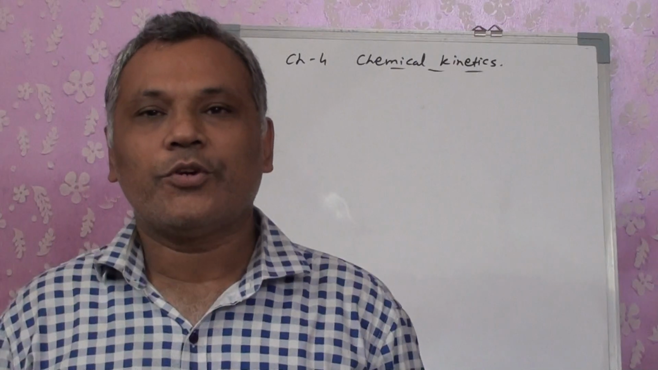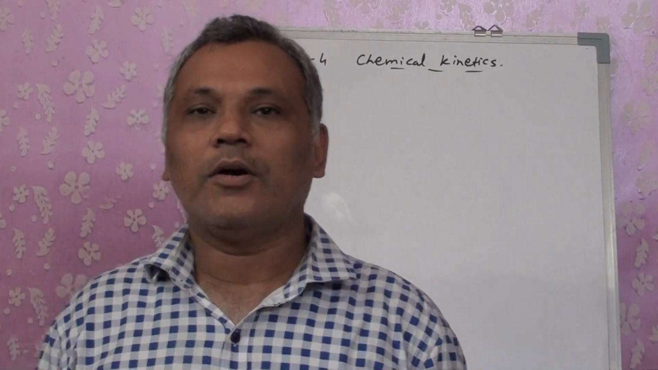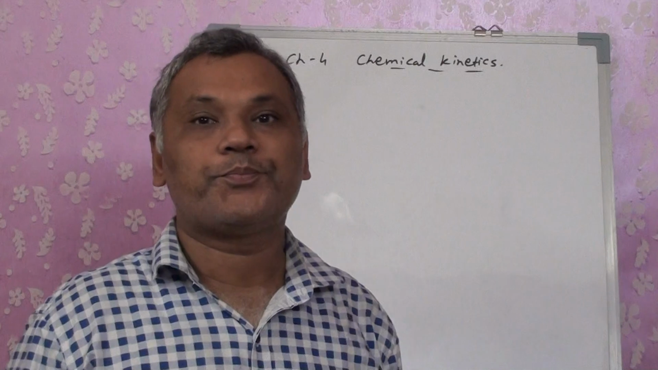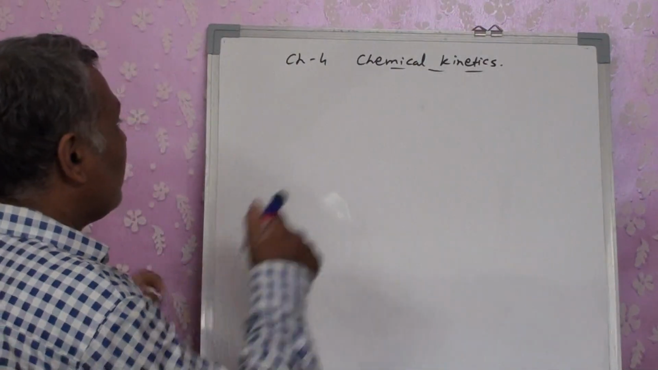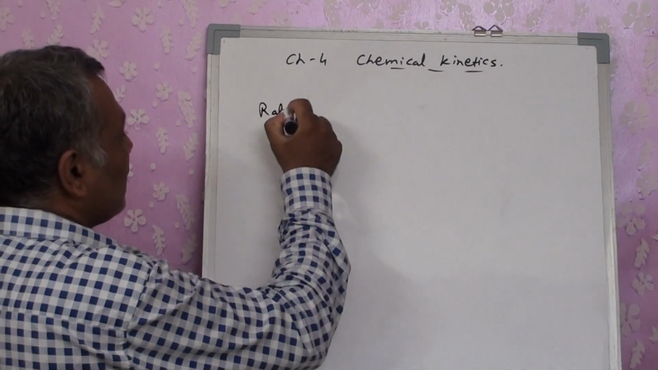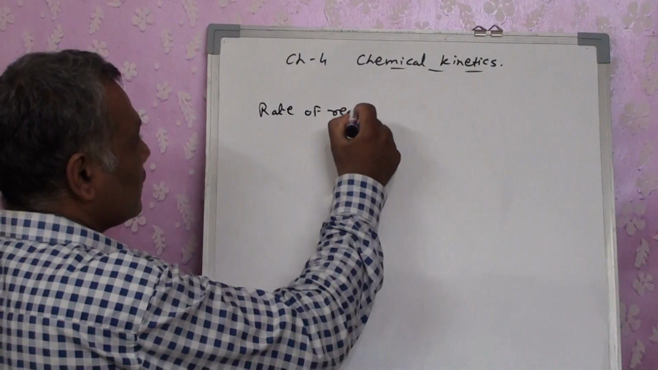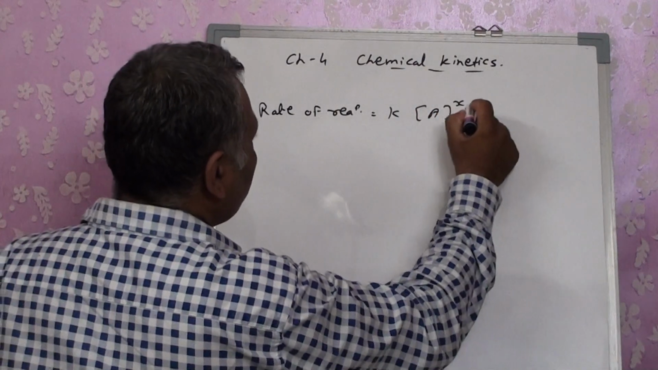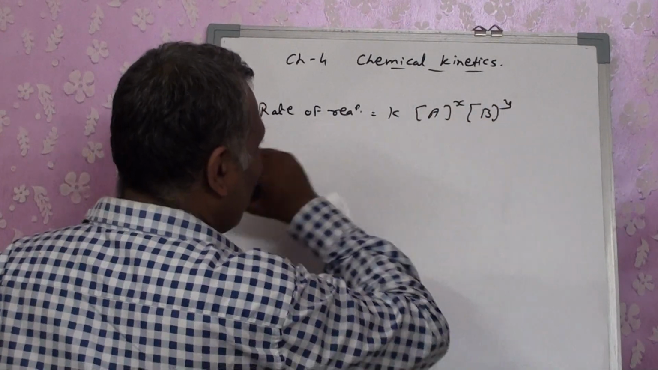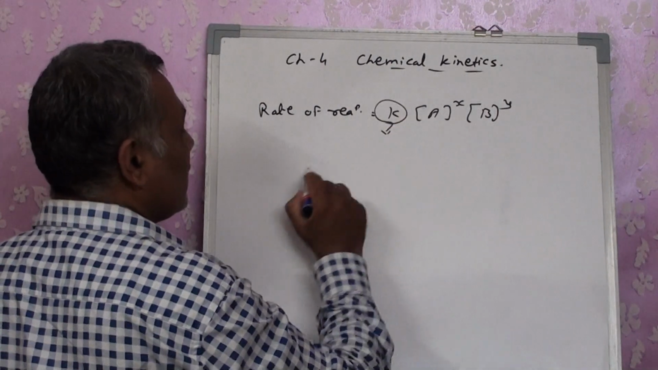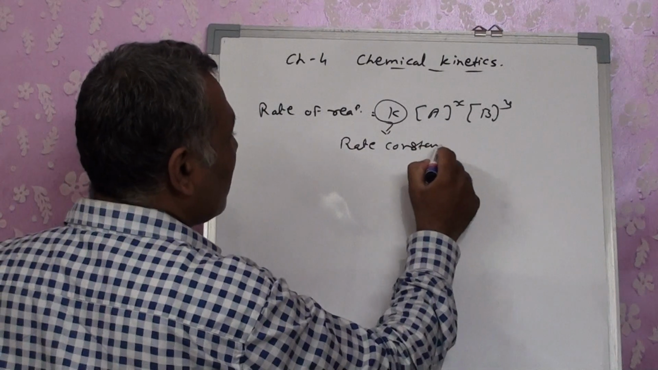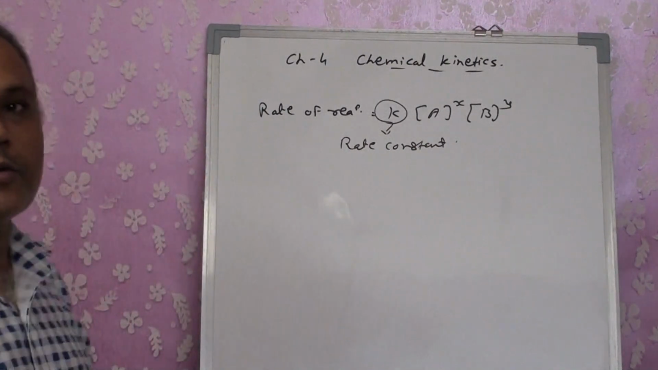In the first lecture we saw what the rate of the reaction is, how the rate of the reaction can be represented, and on what factors the rate of reaction depends. Now, in that case we saw that we wrote the rate of reaction as K, reactant raised to X and Y. So what is K? K is considered a rate constant. It's a proportionality constant.